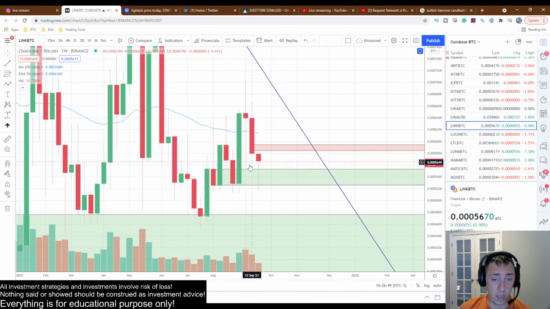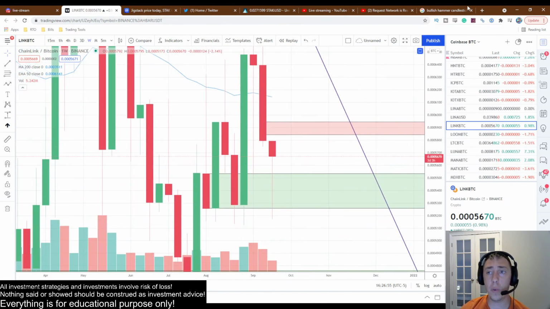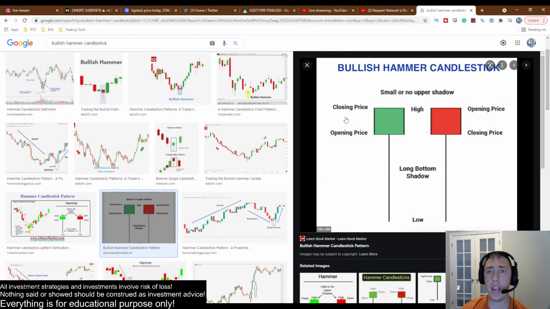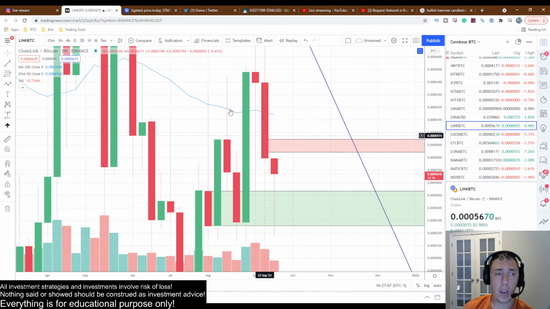Came down here, retested it, and now we're accelerating the upside, right? And this right here, once again, what is that? Bullish hammer candlestick, and we're getting that right now. So this is a good sign. It closed in 3 days and 3 hours.